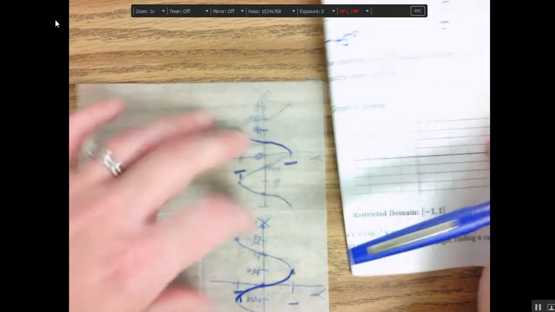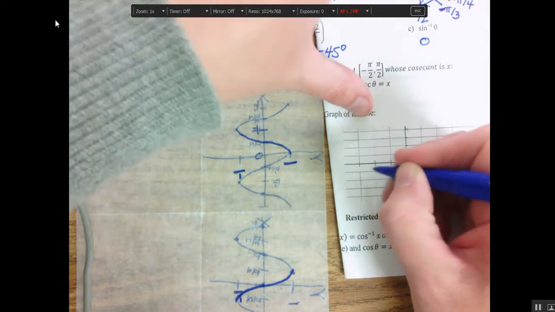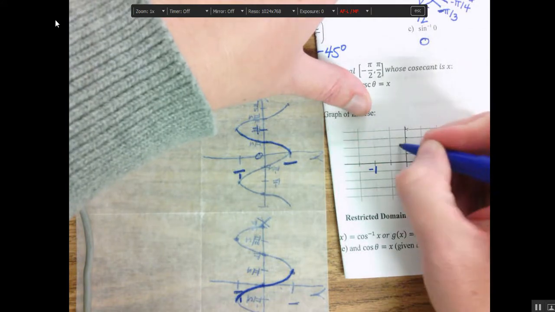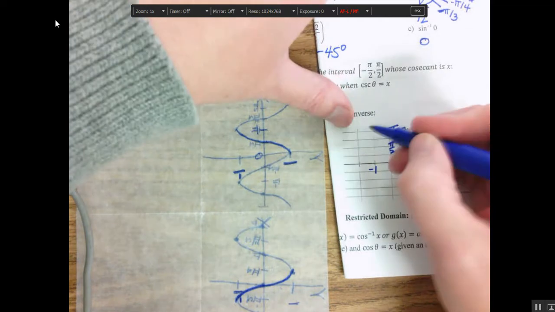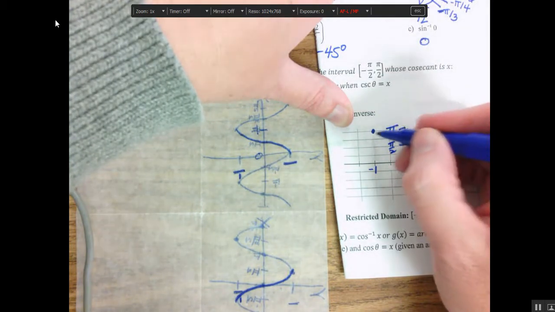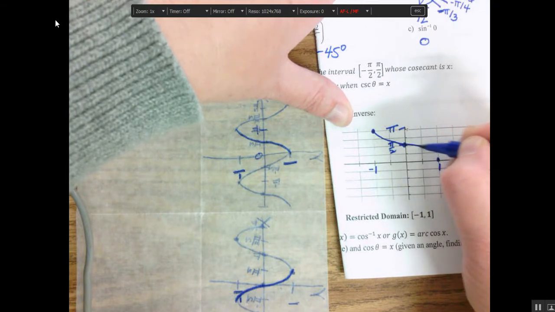Okay, so when you are copying that over here onto your notes, you need to keep that in mind. Okay, so my inverse graph is still -1 to 1 on the x-axis, but on the y-axis, if that's pi over 2, and that's pi, it's going to stay above the x-axis. Notice your inflection. This is concave up, and this is concave down.